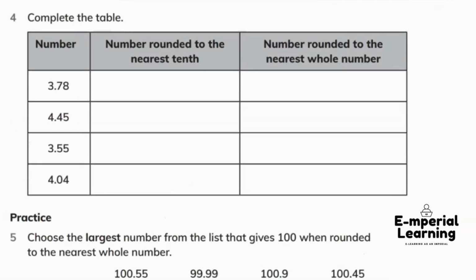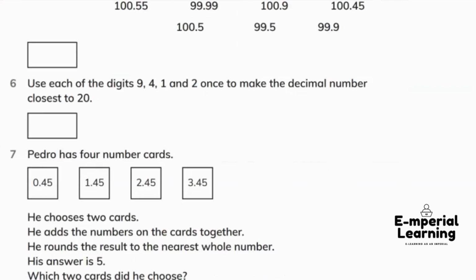Question 4. It says complete the table. So round this to the nearest 10 and round this to the nearest whole number. That's what we just did. So I'm going to leave this question for you, and you are going to tell me what your answers are. Okay, let's go to the practice questions.